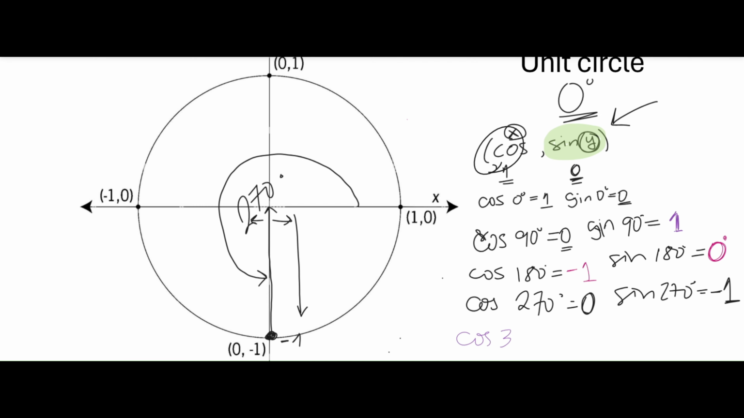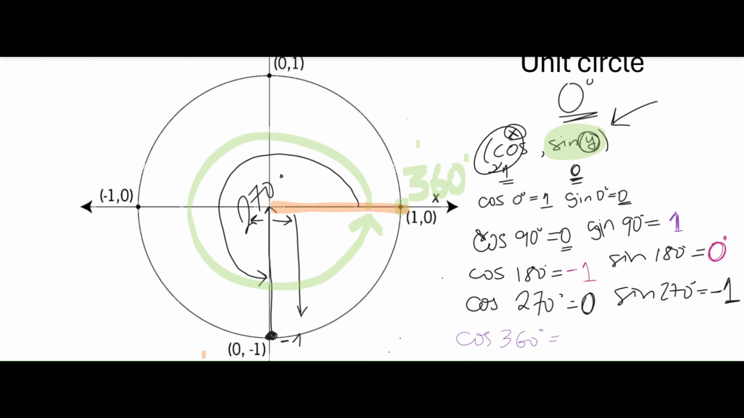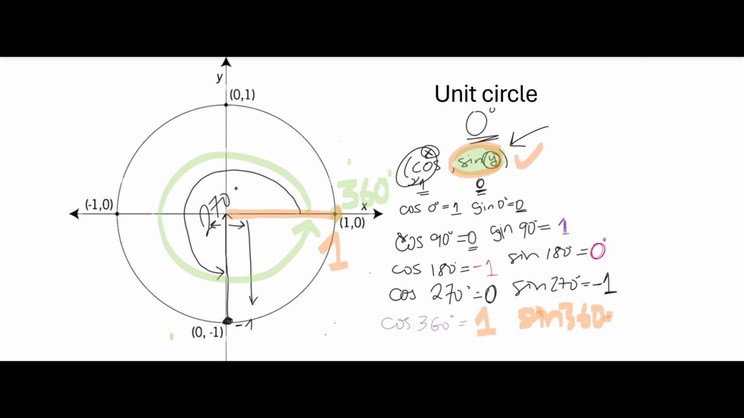And the final one is 360 degrees. But what happens with 360 degrees? Isn't that the same as 0? So 360 degrees is basically here. We are back to 0. What's the value of cosine? Remember, cosine is on the x-axis. On the x-axis, the value of cosine is 1. Alright, what happens with the sine of 360 degrees? Sine is our y value. Did we move up or down? Nope. So the sine value is 0.